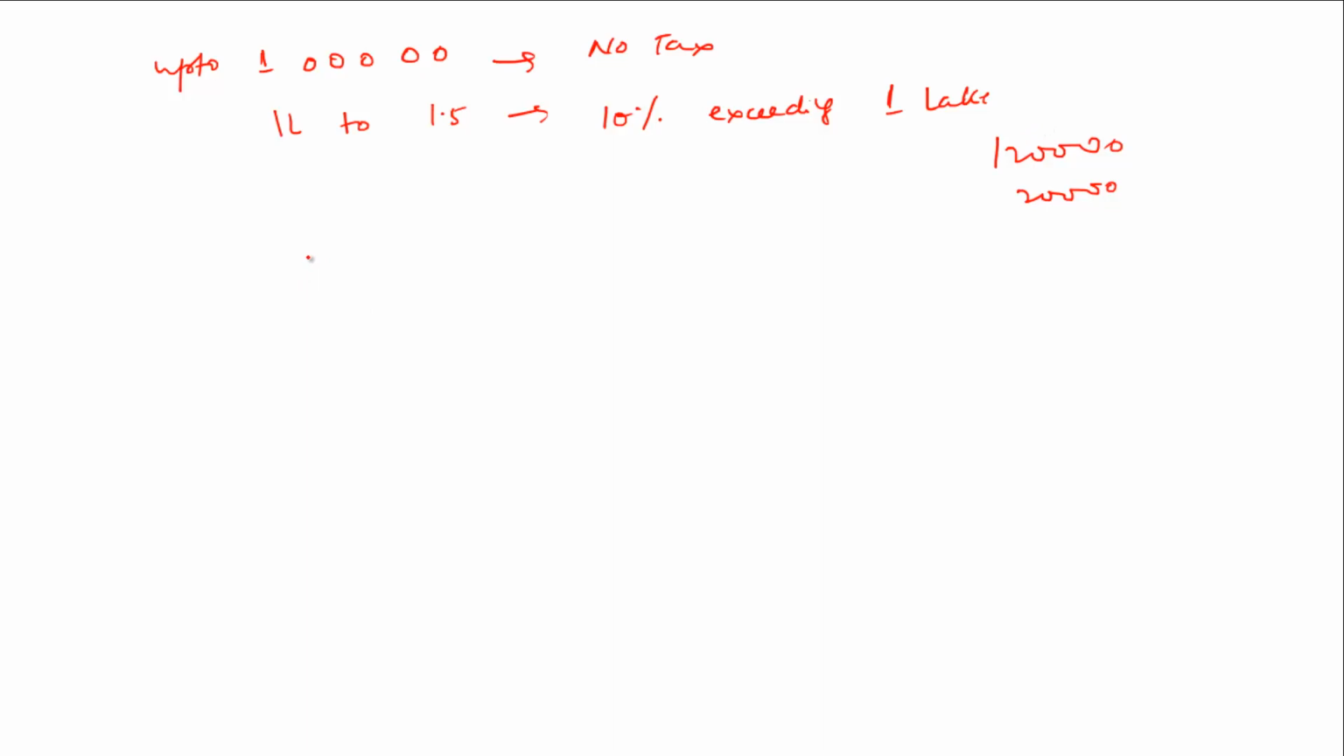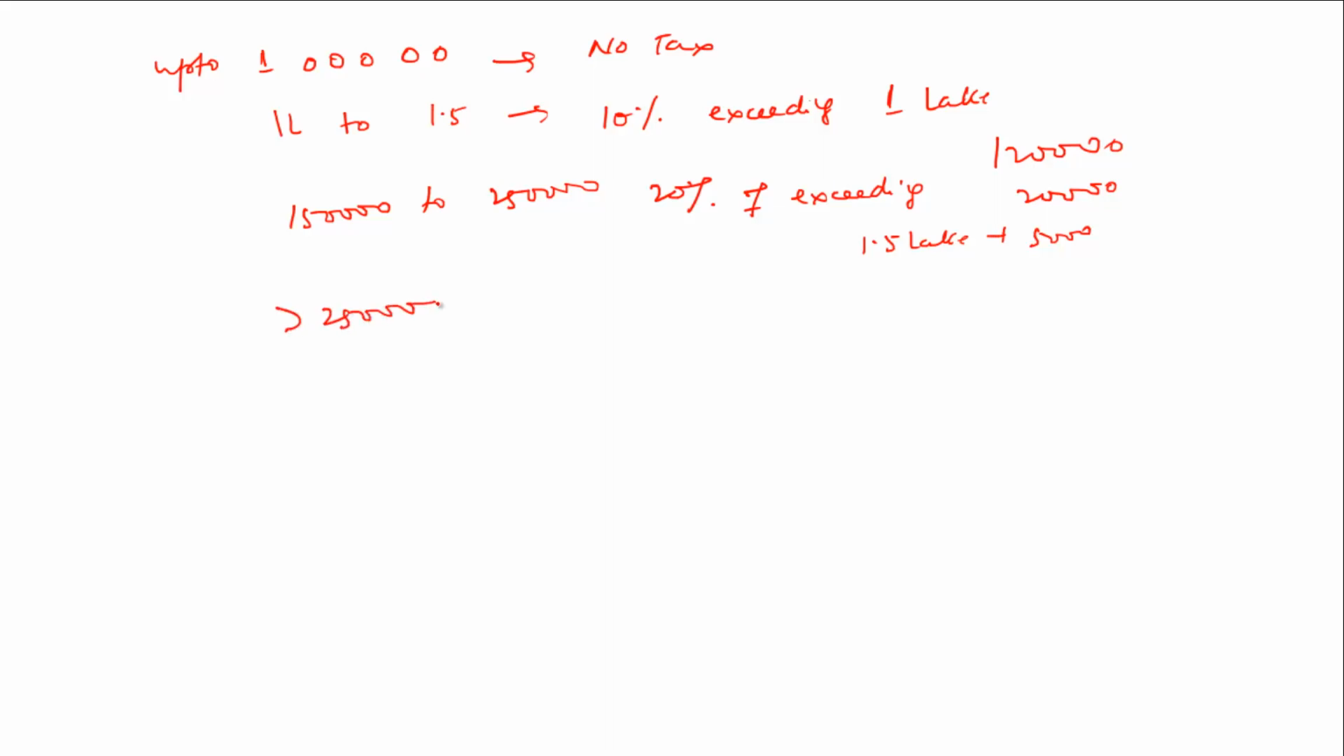Okay, and then above 1,50,000 up to 2,50,000, the income tax will be 20% of the amount exceeding 1.5 lakhs, and plus there is another catch here: 5,000 extra needs to be paid.